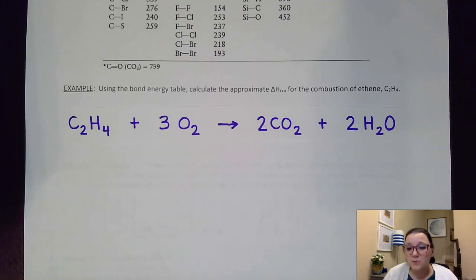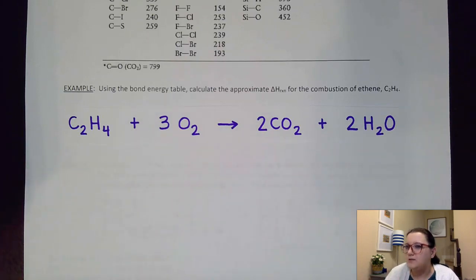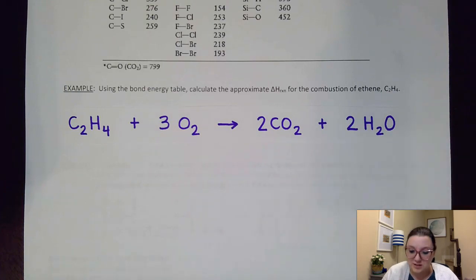So the next thing I want to do is figure out what kind of bonds are present here. Are they single, double, or triple? What's happening? And so the next thing I would do is draw a Lewis dot structure for each of these compounds.